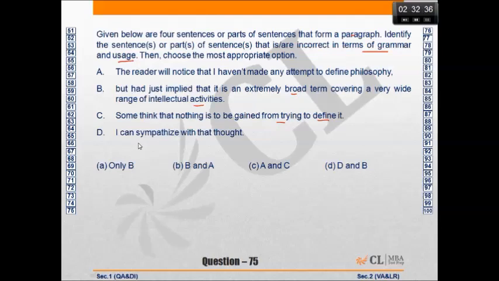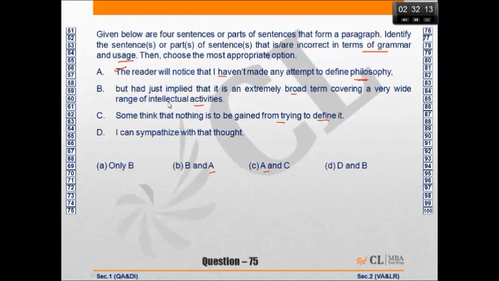Let me just read them again, and let me look at the choices also. All four statements are mentioned somewhere or the other. Let me see which one I'm definitely sure is correct. The reader will notice that I haven't made any attempt to define philosophy. So A is definitely correct. Let me not worry about it at all. And if I can say A is correct, then these two choices cannot be the right options.